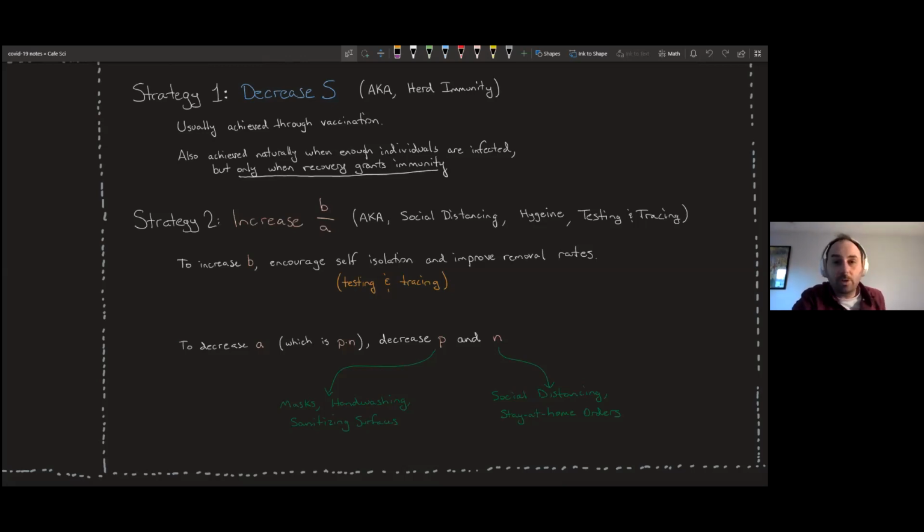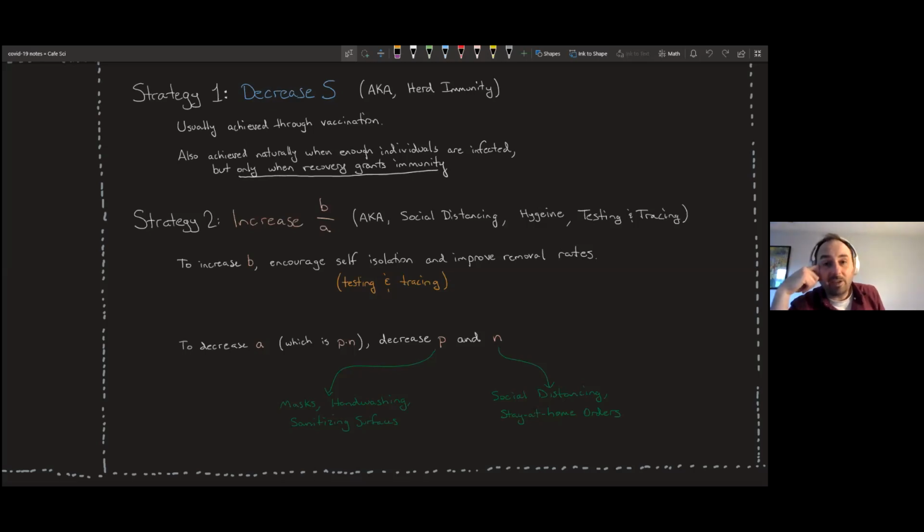Herd immunity is usually achieved through vaccination. For instance, chickenpox, polio, measles, all sorts of diseases that we think of as things of the past got that way because we implemented vaccination strategies. Vaccination removes people from the susceptible class, puts them in R right at the very beginning, rather than forcing them to go through I on the way there.